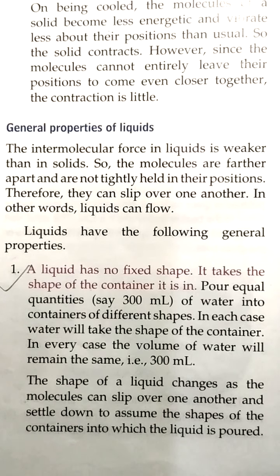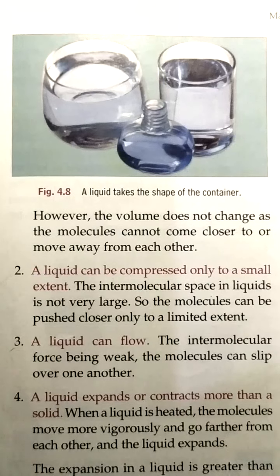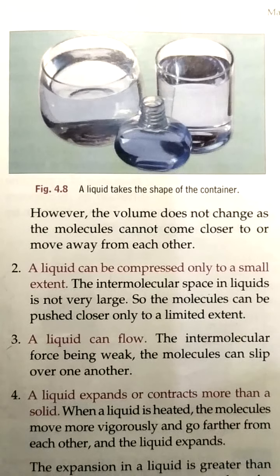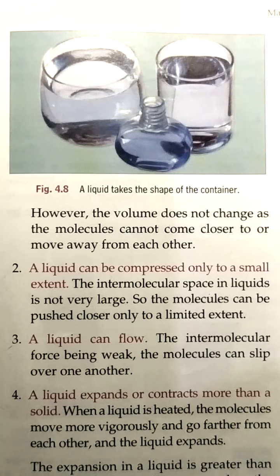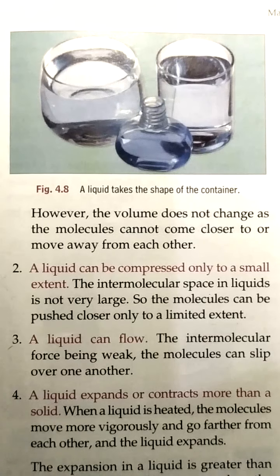General properties of liquids. So first property, liquid has no fixed shape. It takes the shape of the container it is in. By looking at this figure 4.8, you can see different shapes and sizes of containers in which liquid is filled. So here what do you observe? That liquid takes the shape of the container. It does not have its own shape.